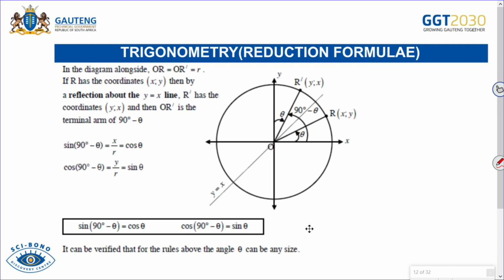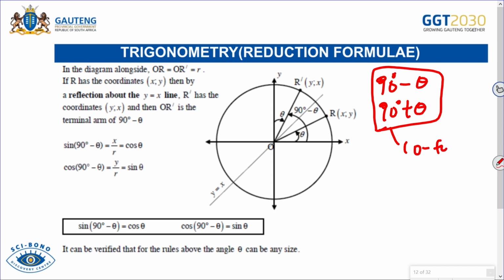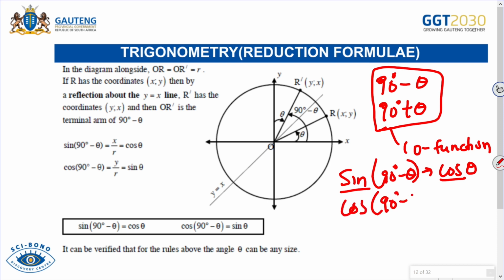Okay, let's look at the function values with 90 degrees minus theta. Your 90 degrees minus theta and your 90 degrees plus theta, we call them your cofunctions. Why are we calling them cofunctions? Because if you are given sine of 90 degrees minus theta, it changes to the cofunction cos of theta. So if it's sine, it changes to cos. And if it's cos of 90 degrees minus theta, it is going to change to sine theta. So if it's cos, it changes to sine.